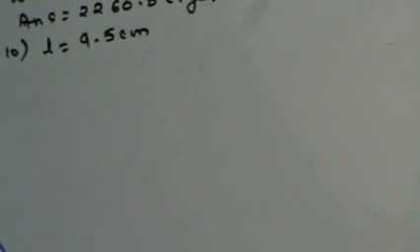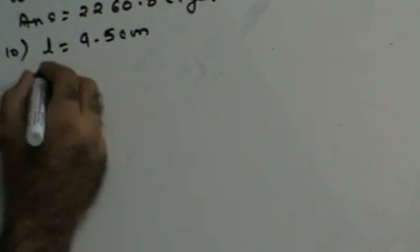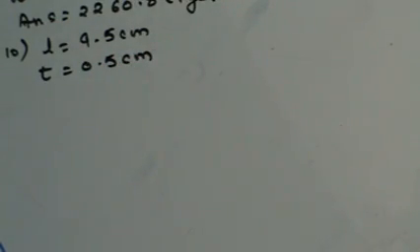A glass plate 9.5 centimeters long and 0.5 centimeters thick is suspended in a trough containing water, so that the length touches the water surface.